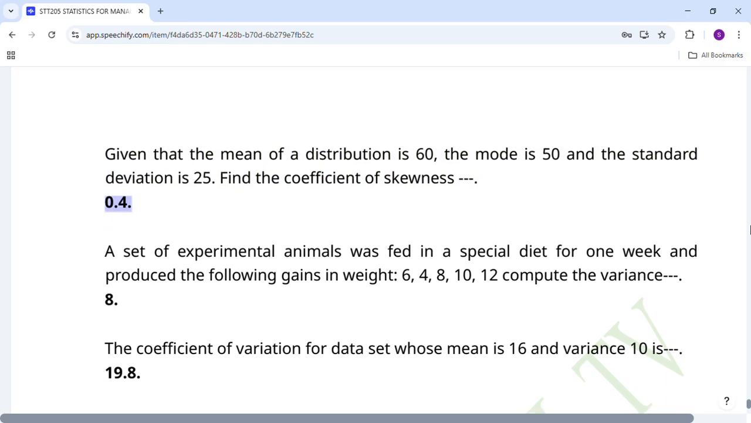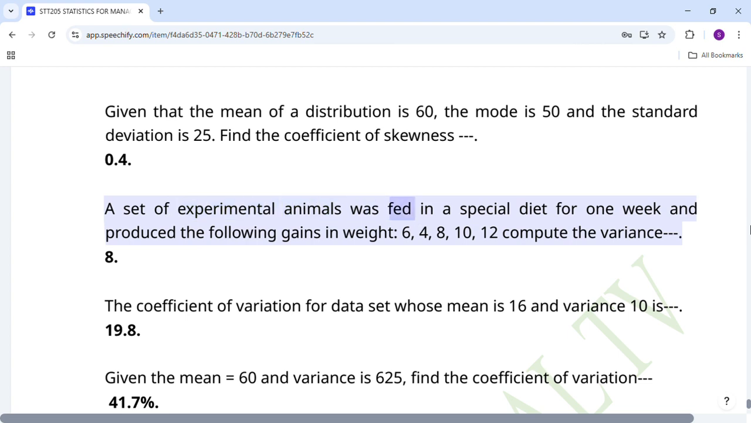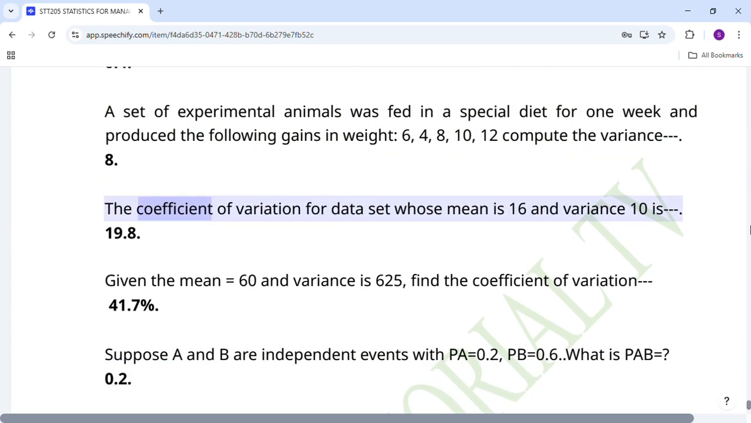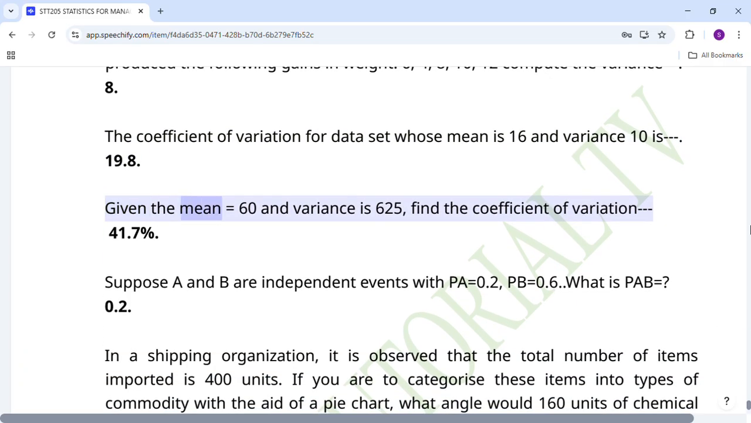0.4. A set of experimental animals was fed a special diet for 1 week and produced the following gains in weight: 6, 4, 8, 10, 12. Compute the variance. 8. The coefficient of variation for a data set whose mean is 16 and variance 10 is 19.8. Given the mean equals 60 and variance is 625, find the coefficient of variation.